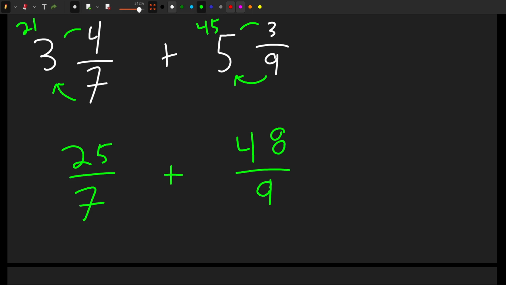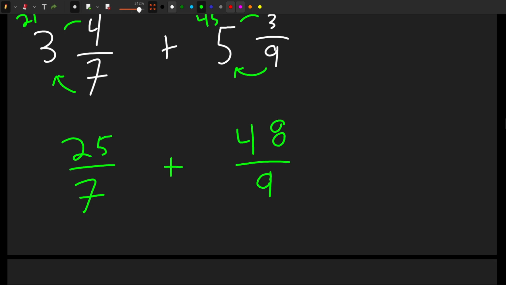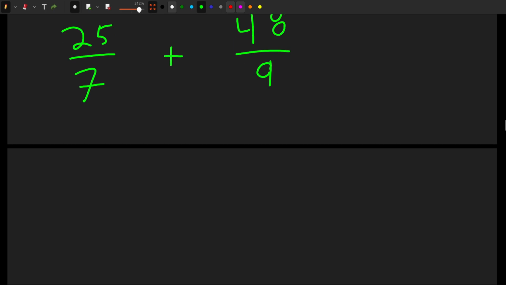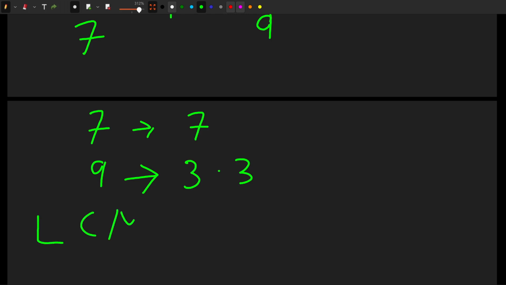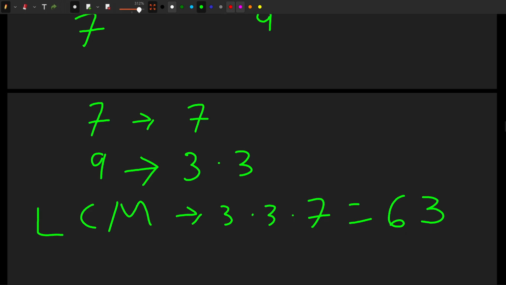Okay, so now I need to find the prime factorization between 7 and 9. Actually, I need to find the lowest common multiple, sorry, between 7 and 9. 7 is just 7, 9 is just 3 times 3. And so in this case, my lowest common multiple is the multiplication of all of them together, which is just 7 times 9, which is 63. Nice.